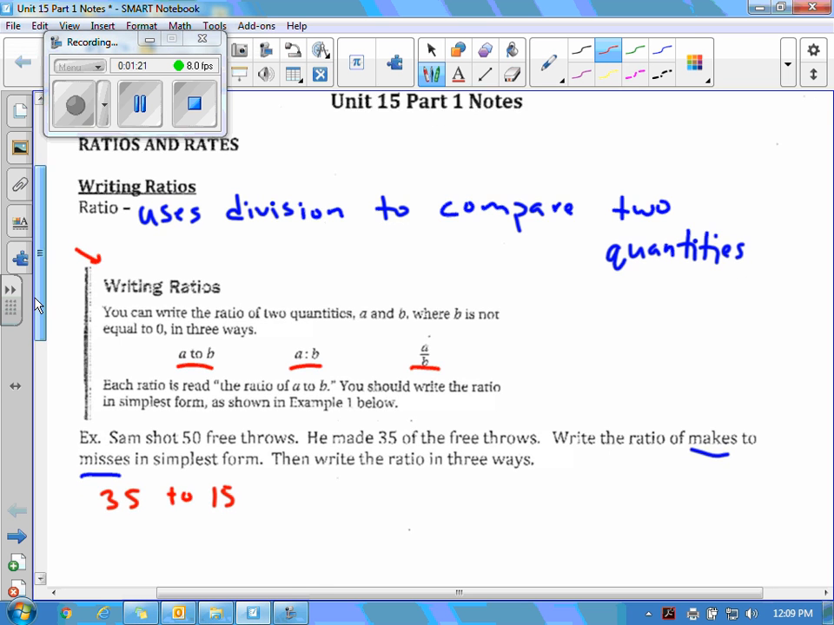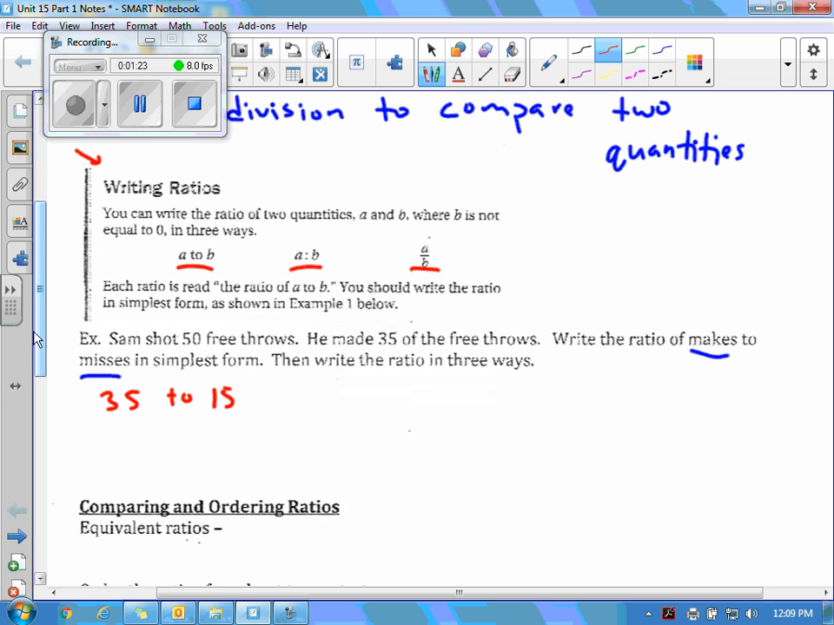Now my directions say to write the ratio in simplest form, then write the ratio in three ways. So we simplify ratios just like we simplify fractions. 35 and 15 can both be divided by 5. So I can write this as 7 to 3. So that's my ratio in simplest form. Then I need to write the ratio three ways. So there's my first way with the word to. My second way I can use a colon. The third way I can write it as a fraction. So that's three different ways in the simplest form. Makes to misses.